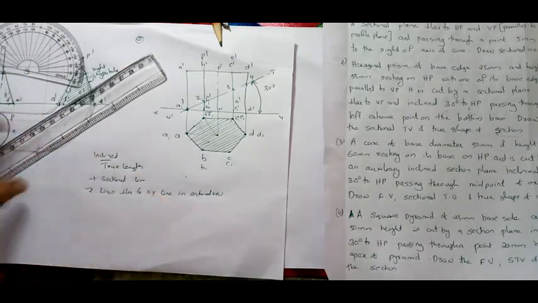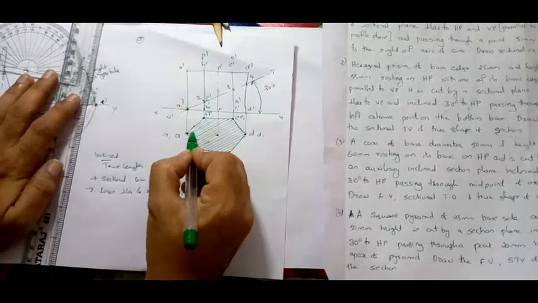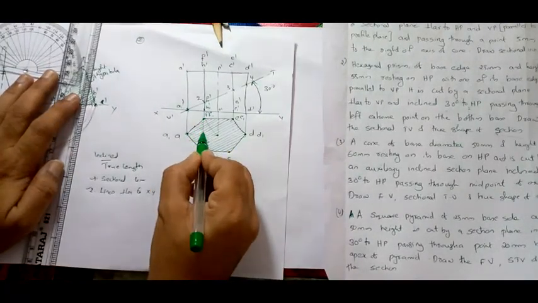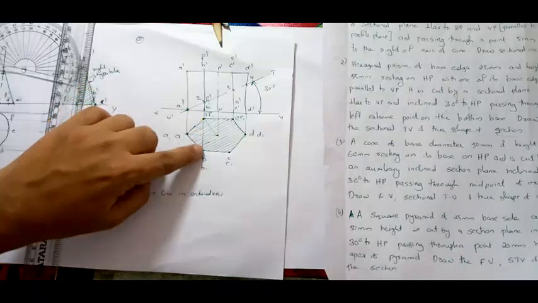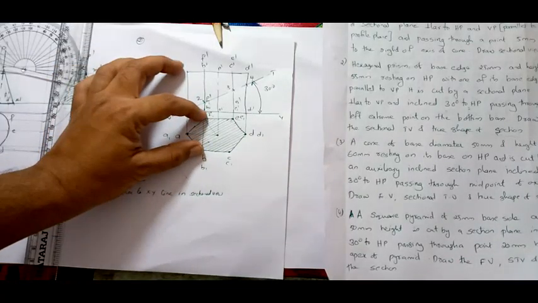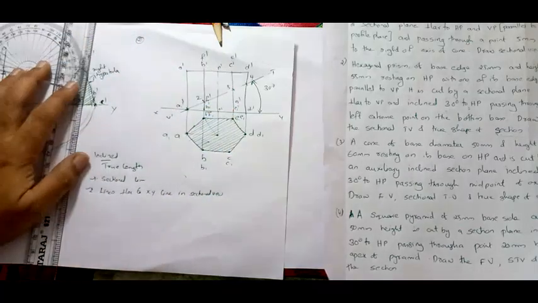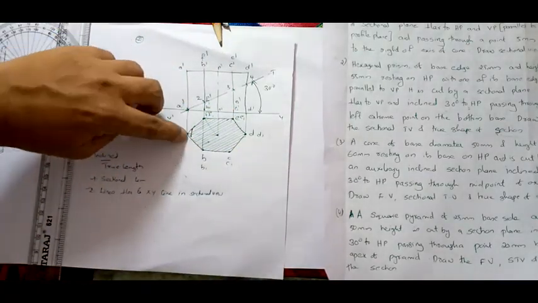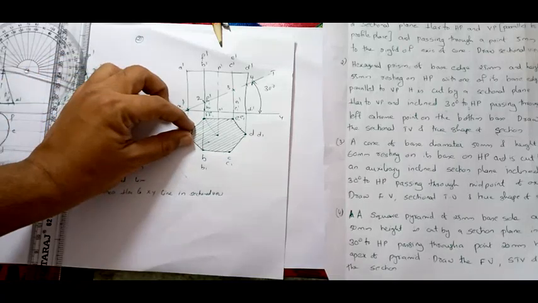Lines perpendicular to the xy line. See, I am drawing a line, joining these two corners. This means this line is perpendicular to the xy line, so this line is a true length line on the true shape. Similarly, if you draw a perpendicular line here, perpendicular to the xy line, that is also representing a true length line.